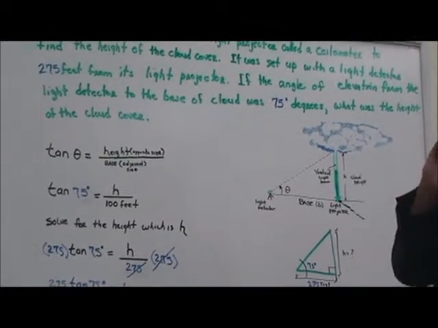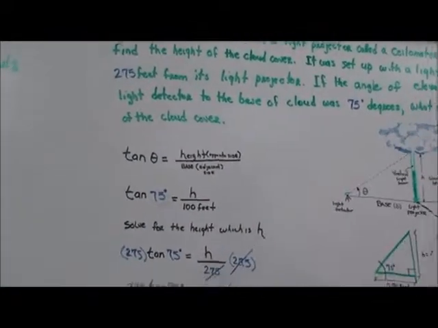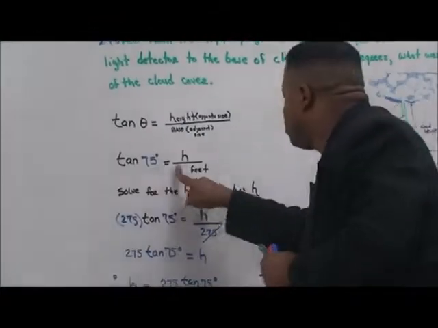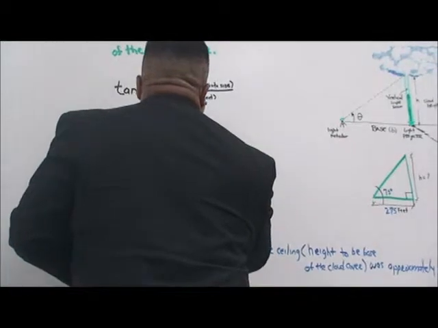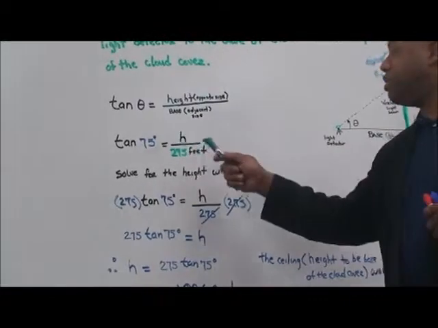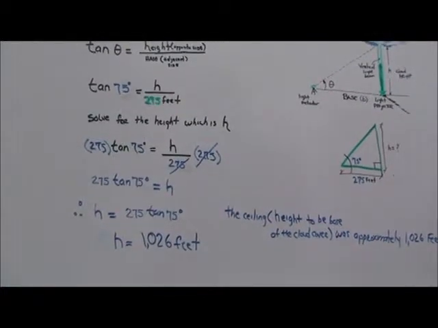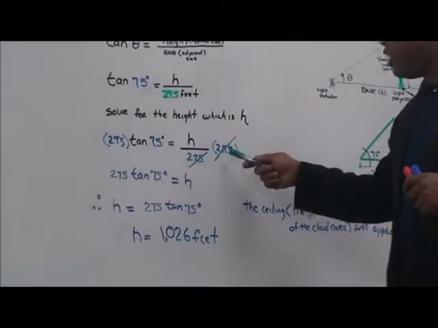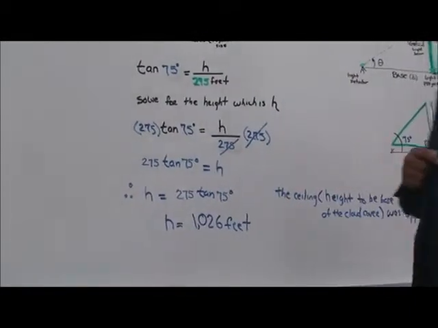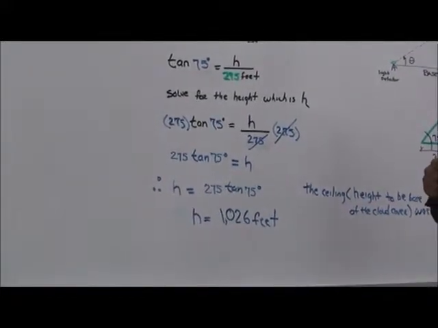So tangent 75 degrees is equal to the height divided by 275 feet. What we're going to do is solve for the height, h, multiplying 275 to both sides, and getting a height which equals 275 times tangent 75 degrees.